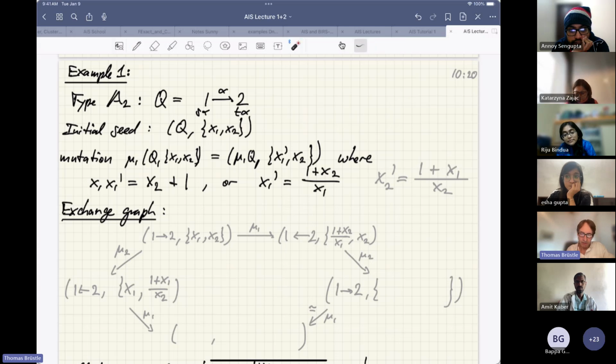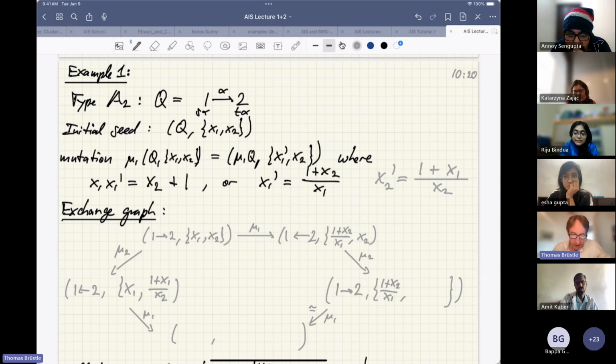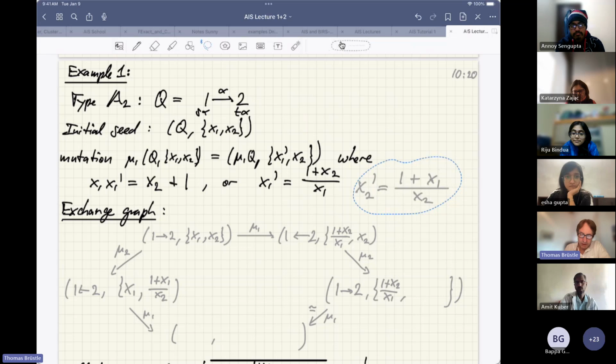Next thing, I want to mutate the variables. I mutate in 2, meaning I will replace x2, but I keep the first one. So I keep the first one, 1 plus x2 over x1. Very good. And then I compute a new one, which is again of the form x2 prime. And x2 prime will be of the form something over x2.